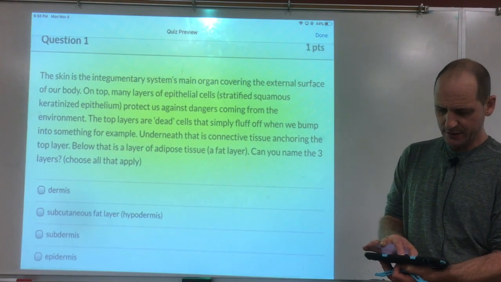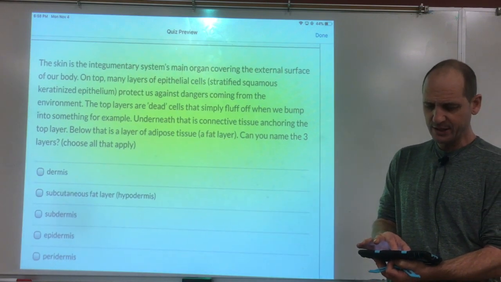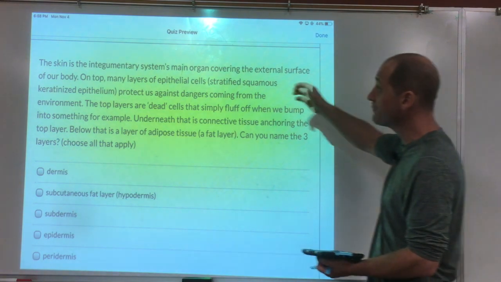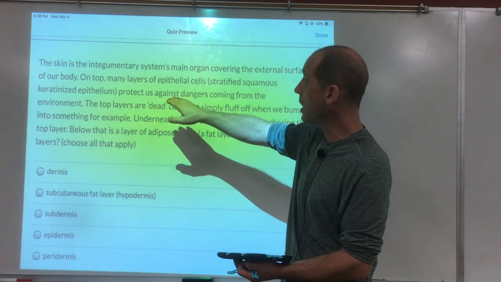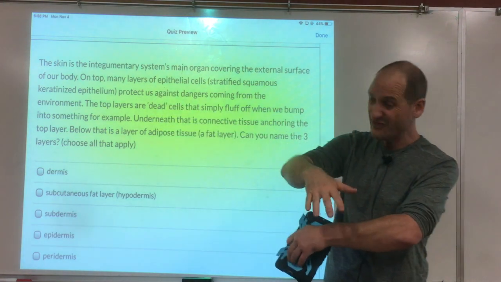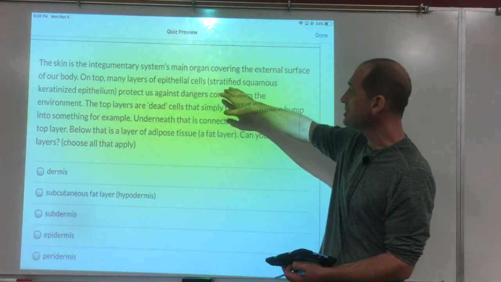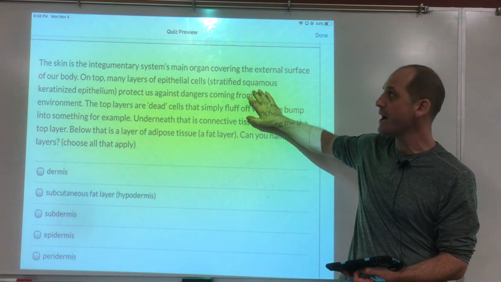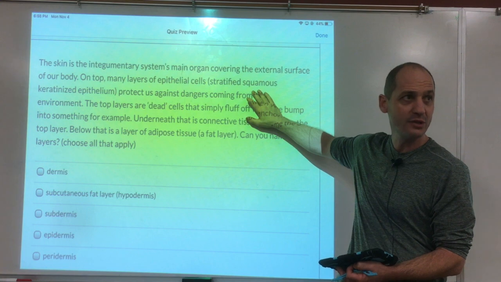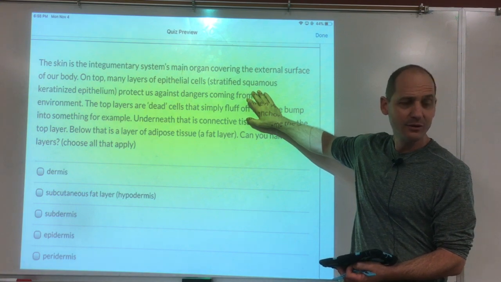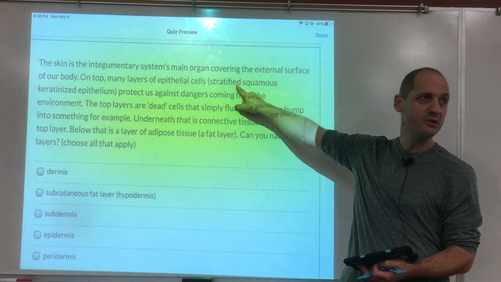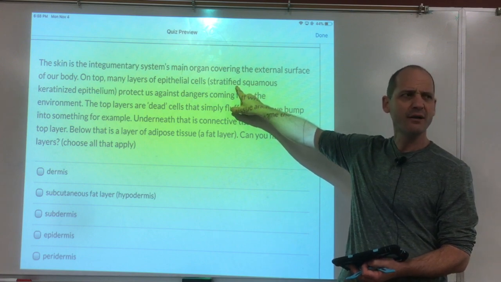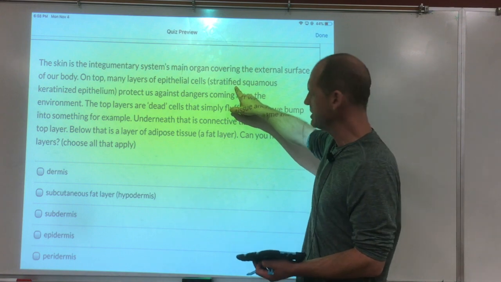All right, so the skin, the integumentary system, covers our external surface. On the top of it, or the whole surface of it, are many layers of epithelial cells. They're called stratified, squamous, keratinized epithelium. Holy cow, that's a name. Stratified means many layers, not simple. Simple is one layer, stratified is many layers. I don't really know the name itself, I just know it means that.